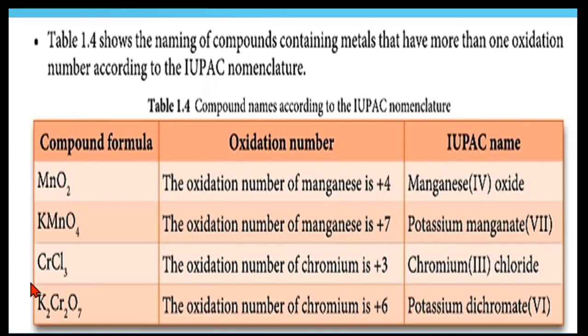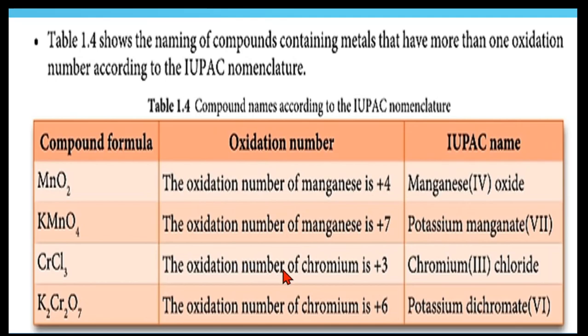Okay, so this is the formula. Here, compound formula is like this, MnO2. The oxidation number of the manganese is positive 4. So dia punya nama adalah manganese 4 oxide. So ada Roman numerals di sini sebab dia refer to dia punya oxidation number. So KMnO4. Here the oxidation number of manganese here is positive 7. So nama dia ialah potassium manganate 7. Sebab dia punya oxidation number 7.